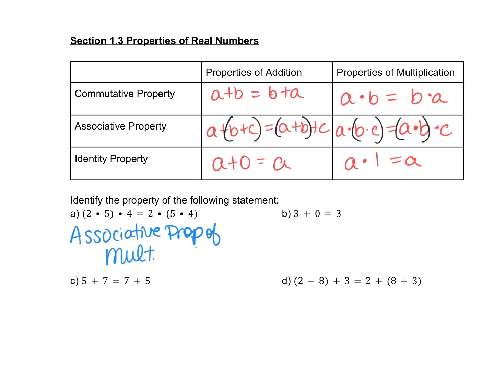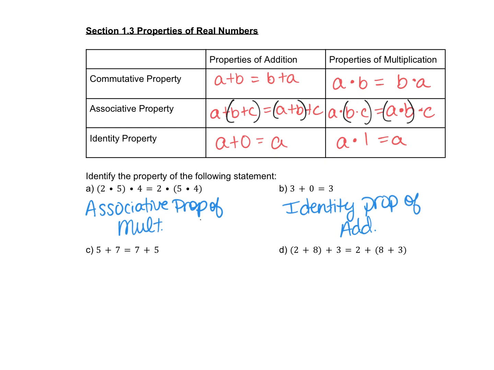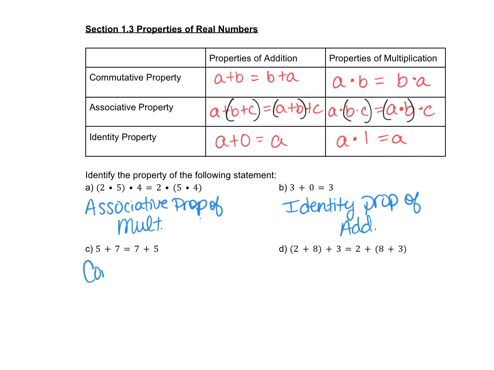So 3 plus 0 equals 3. Okay, which one does that look like? Look at your table. Looks like the identity property, and you can't just say identity property, you have to say the identity property of addition. Okay, now 5 plus 7 is equal to 7 plus 5. Looking up at your table, looks like the commutative property of addition.